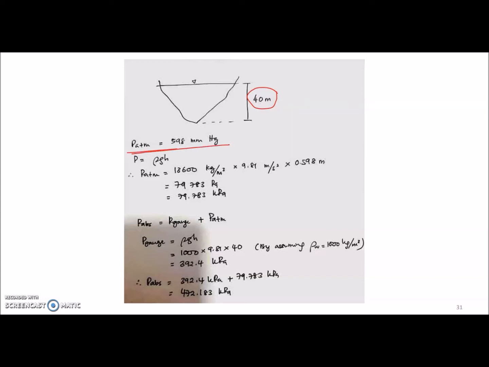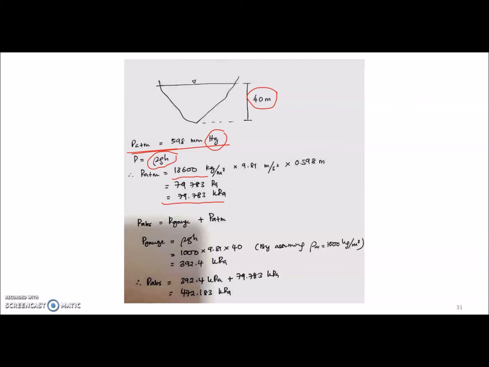Okay, first thing first, we need to change the units to kilopascal because to calculate absolute pressure we need the same units of pressure. We use the formula rho g h. The density used is mercury because this is mercury. And then we get the atmospheric pressure in kilopascals, which is 79.783.